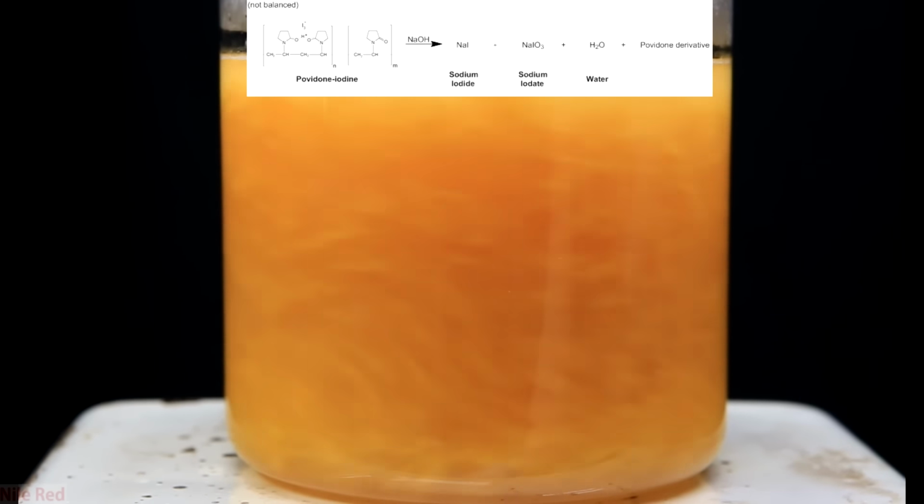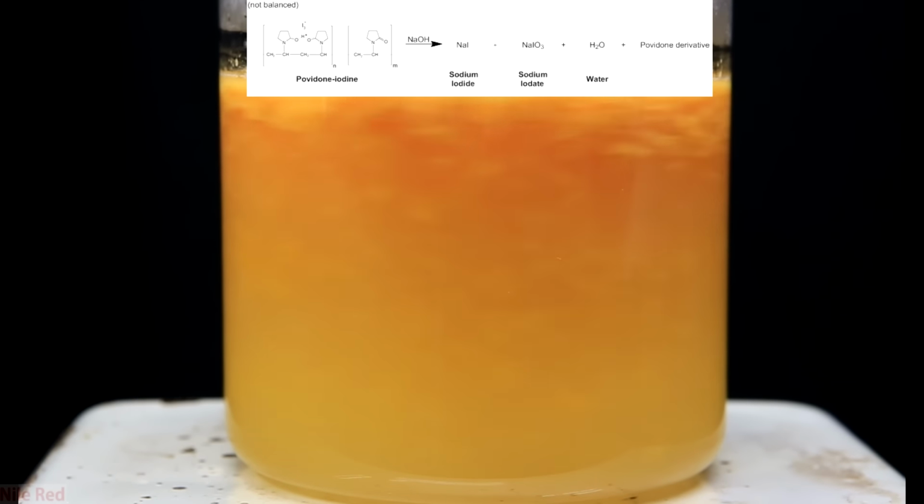By adding sodium hydroxide, our goal is to react it with the iodine and convert it to sodium iodide. I'm not exactly sure what the reaction between the sodium hydroxide and the povidone is, but it makes it much less water-soluble and causes it to precipitate. When the stirring's turned off, the povidone polymer stuff will float to the top and we're left with a yellow solution.